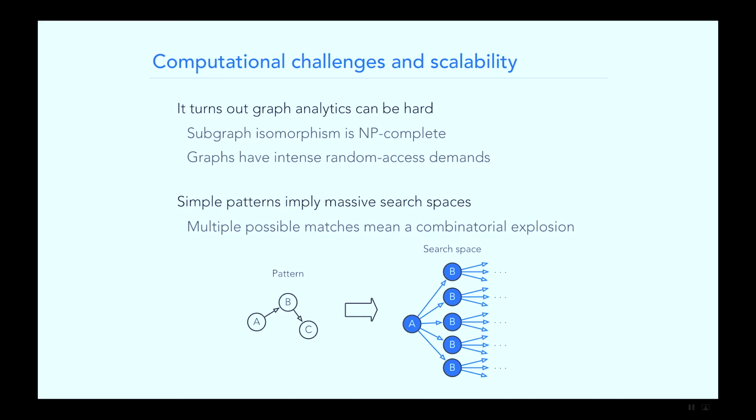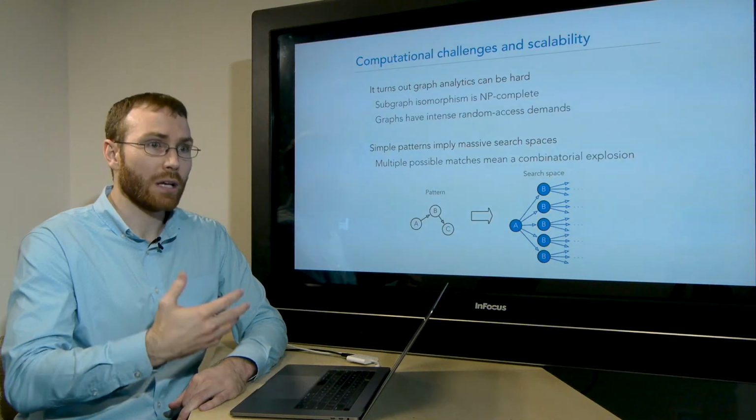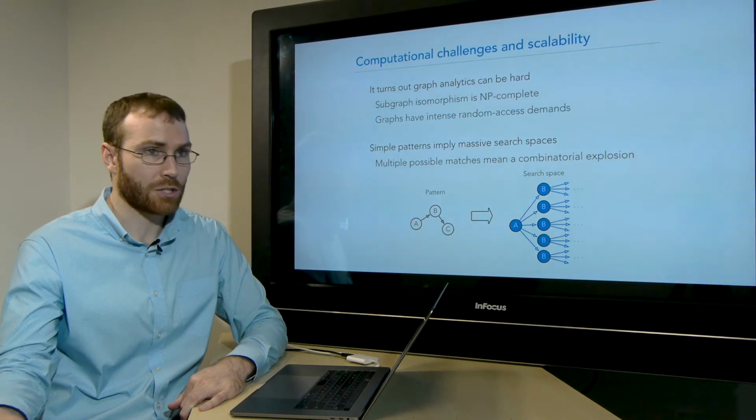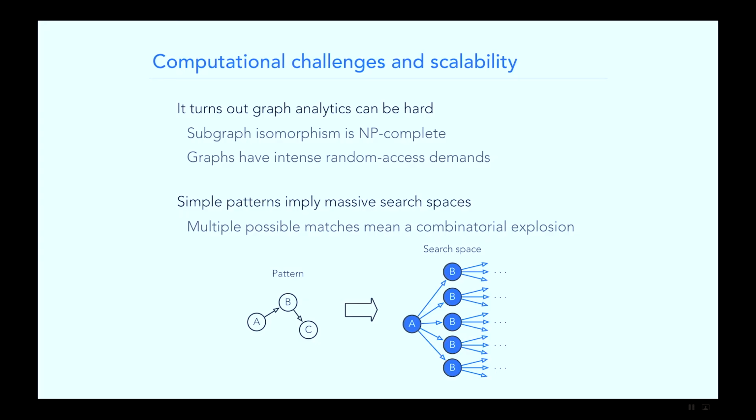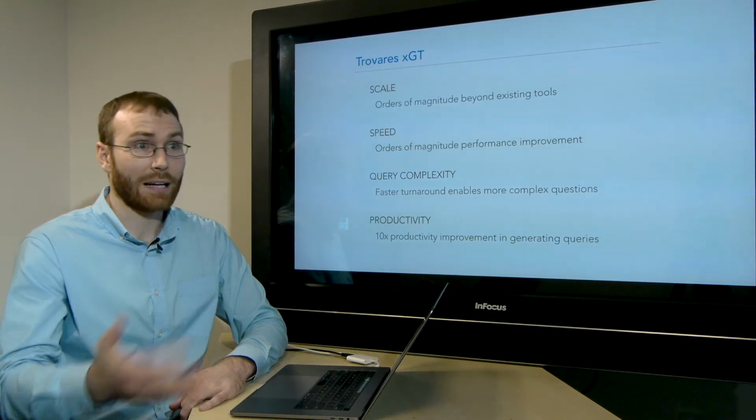And this really derives just from the fundamentals of the problem. When you have a simple pattern like A, B, and C, what you're actually computing is this massive exponential search space, right? For every possible vertex in your graph, you have to consider whether that would be a good match for A. And for every neighbor of every one of those vertices, you have to consider if that would be a good match for vertex B, and so on and so forth. So the more topological constraints you have in your problem, the larger the search space gets, and the more expensive the problem becomes. And this is really why we designed xGT.